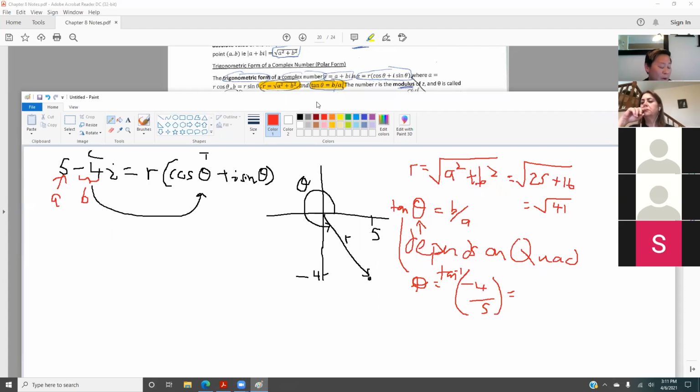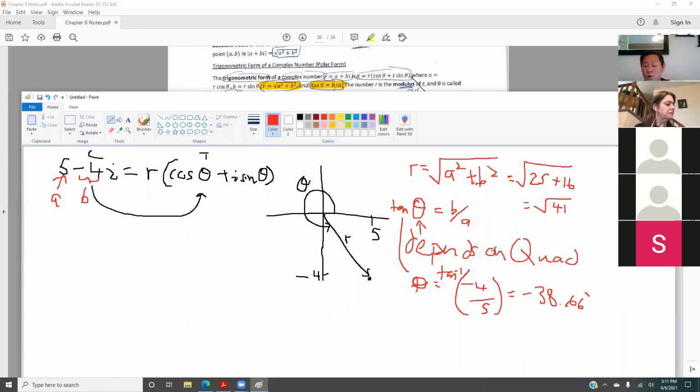Some students ask me what mode you want. Usually I want it in degrees. I think your homework also wants it in degrees. So change your calculator back to degree mode. And if you do the arctangent of negative 4 over 5, it comes out to be negative 38.66 degrees.